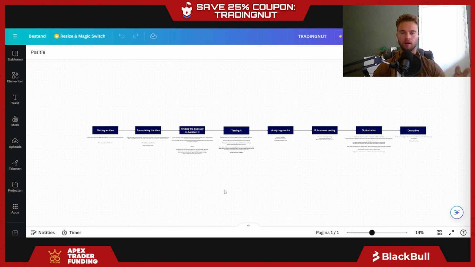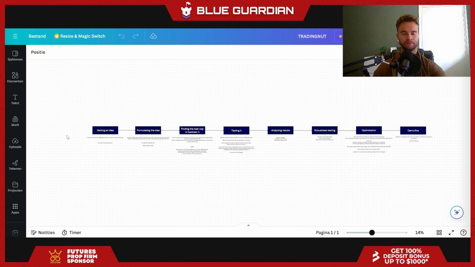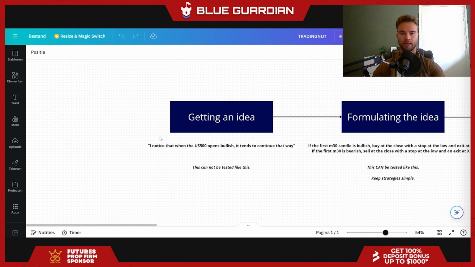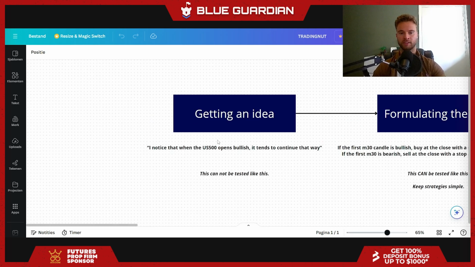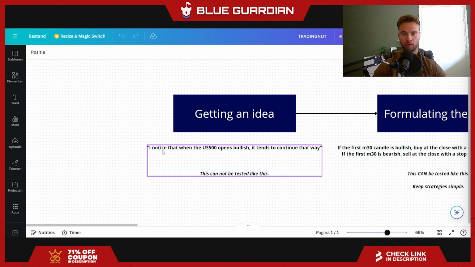All right, so I've created an actual blueprint for you guys to follow to build and test your own strategy. It looks quite complicated, but I'm going to go through it step by step. So do take notes, maybe even print screens, and pay attention. So building a profitable strategy all starts with getting an idea. And it can be as simple as, I noticed that when the US 500, so the S&P, opens bullish, it tends to continue that way.